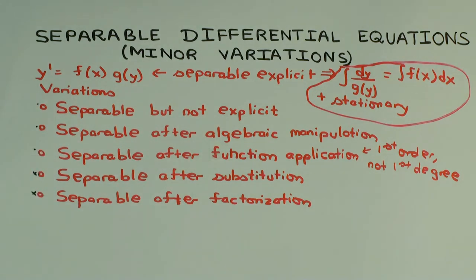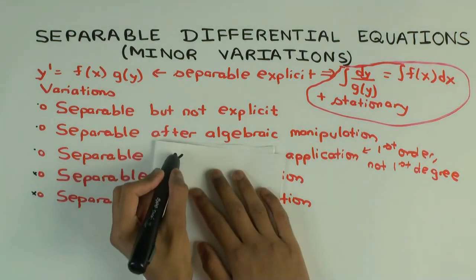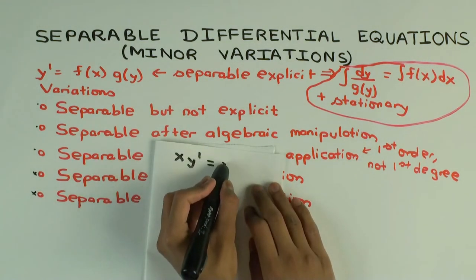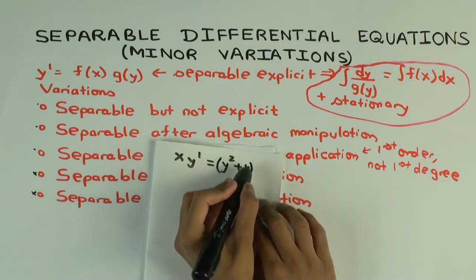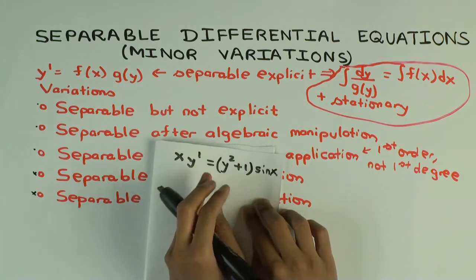The first is separable but not explicit. Explicit means that the derivative is written in terms of the other thing. So, y prime is brought completely on one side, in this first order case. You could have a separable differential equation which is not explicit. So what do I mean by that? Well, you could have a differential equation, something like this: x y prime is (y squared plus 1) sine x. Okay, so you have something times y prime is something in x and y.